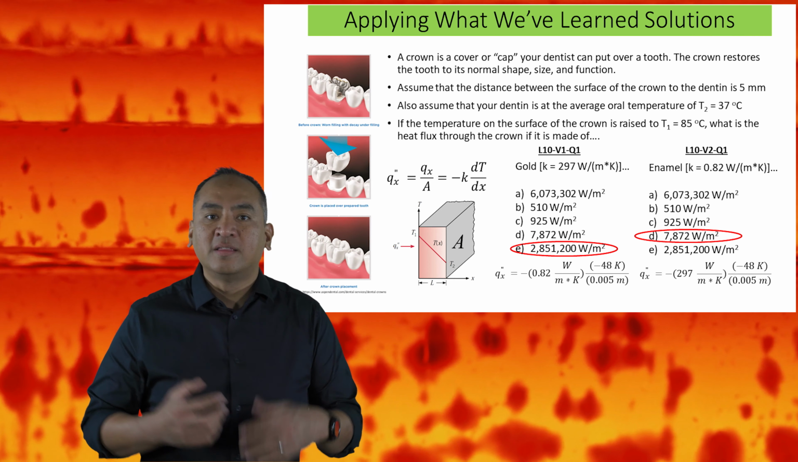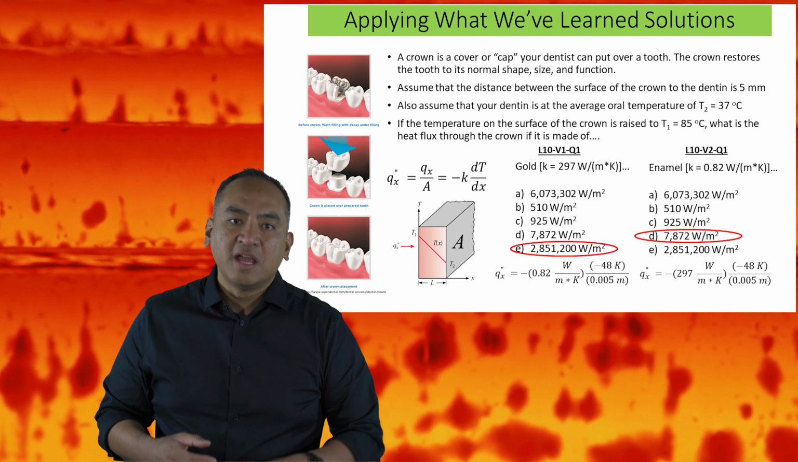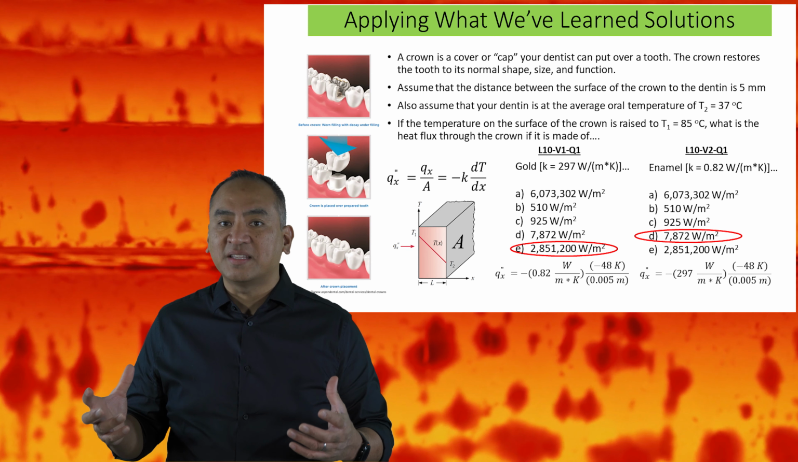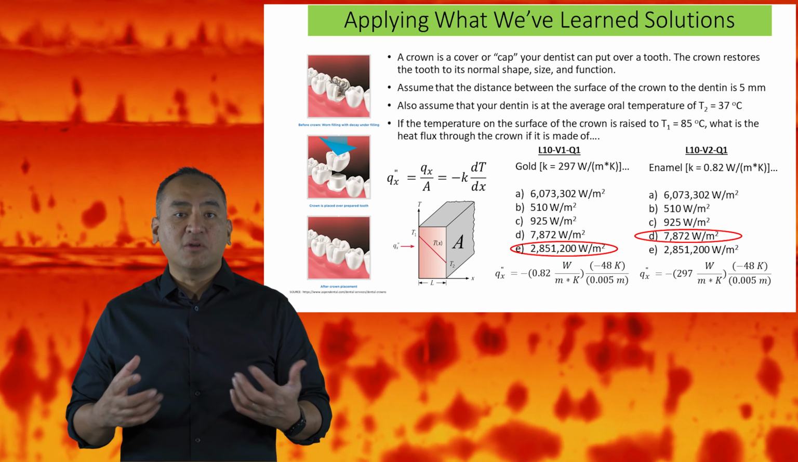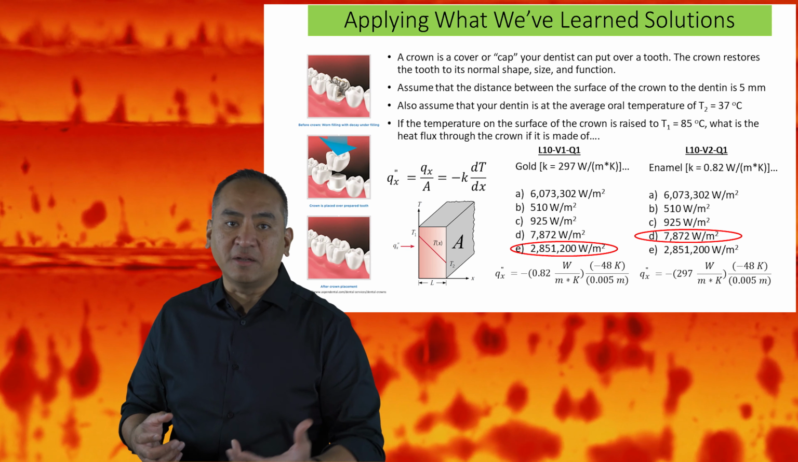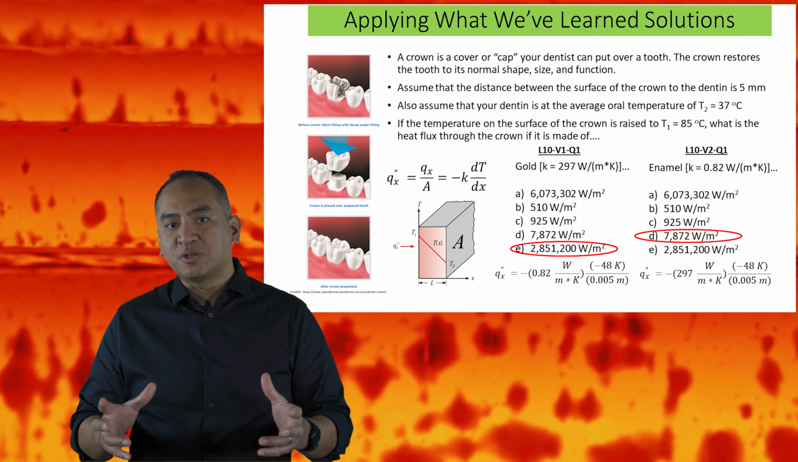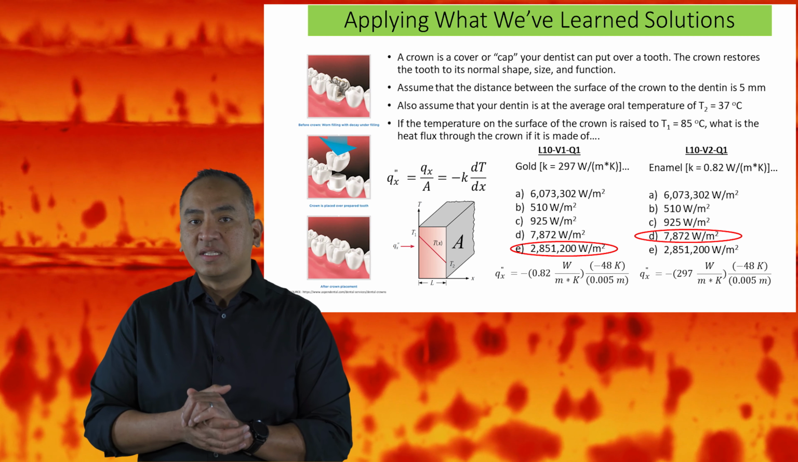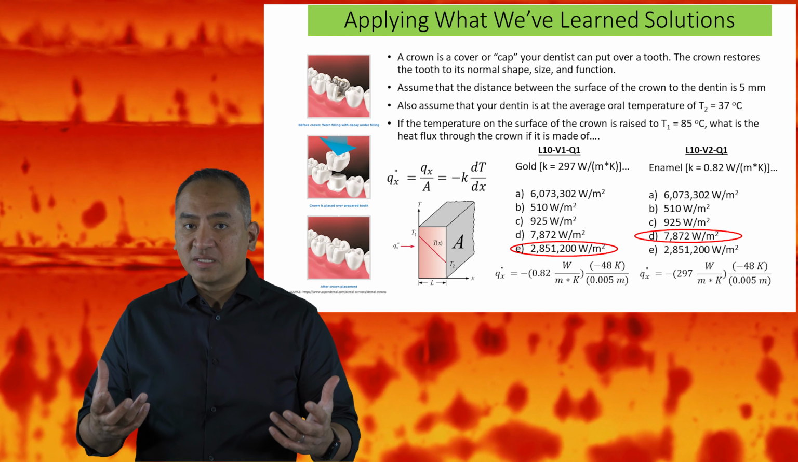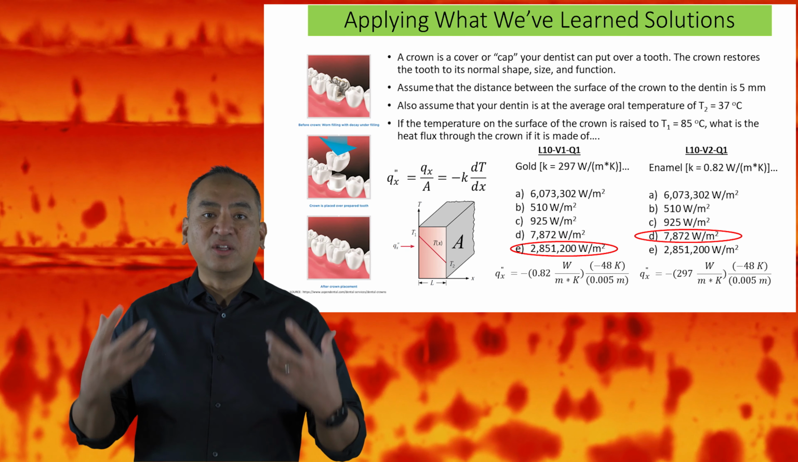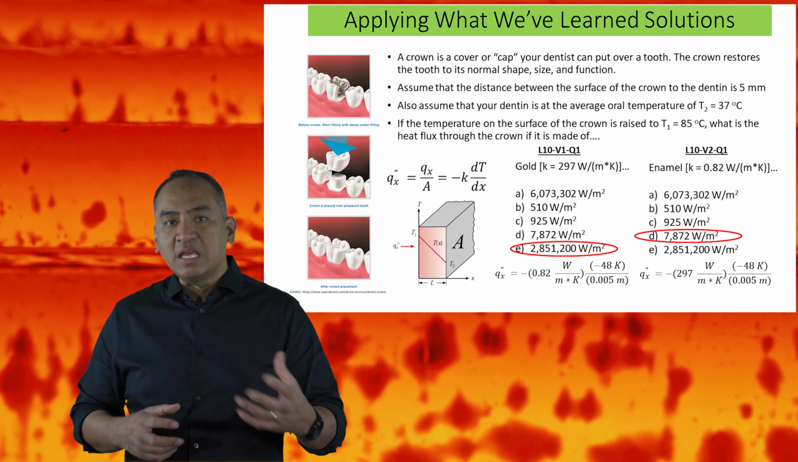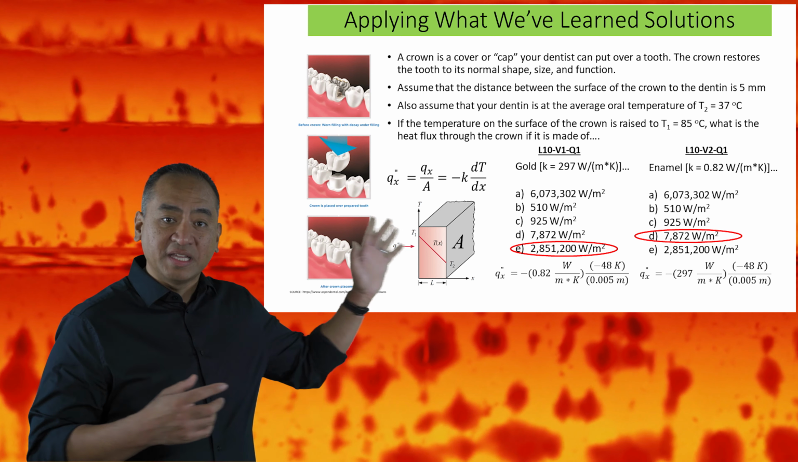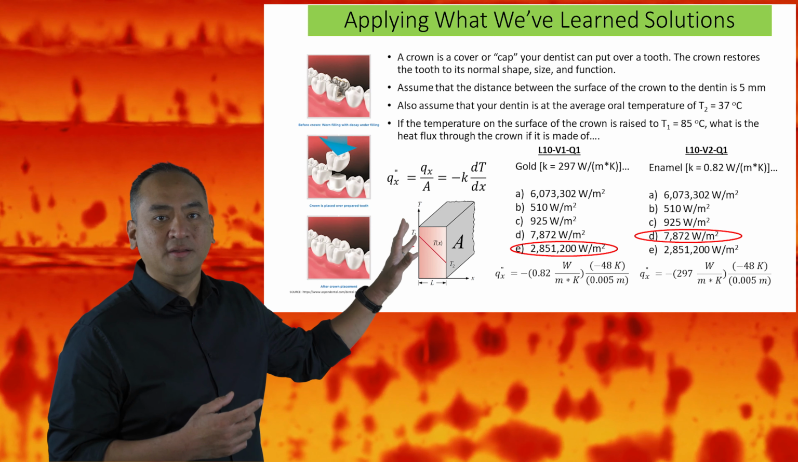slope. The slope can be calculated by determining the change in temperature and dividing it by the thickness of the crown, which is 0.005 meters. The change in temperature is T sub 2 minus T sub 1. So it is 37 degrees Celsius minus 85 degrees Celsius, which is equal to negative 48 degrees Kelvin. This is why there is a negative sign in Fourier's law.